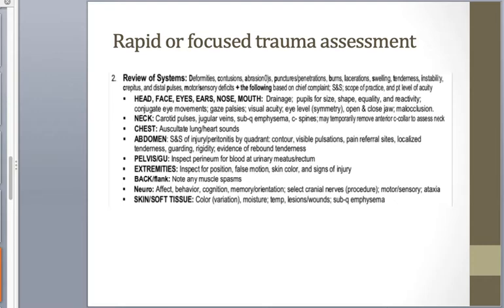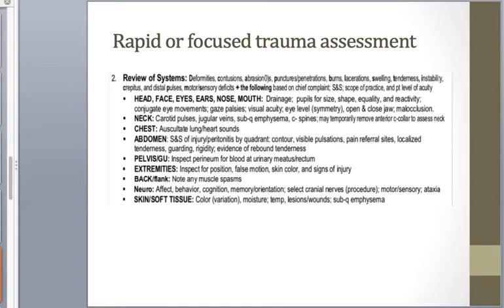Starting up at the top, we can check for drainage out of the head, pupils to see if they react, how big they are, if they're non-reactive, as well as eye movement, and if they're able to open and close their jaw. We can check for carotid pulses in the neck, jugular vein distension, sub-Q emphysema, and then C-spine assessment as well. In the chest, we can listen to lung and heart sounds and make sure that they have appropriate chest rise on both sides.